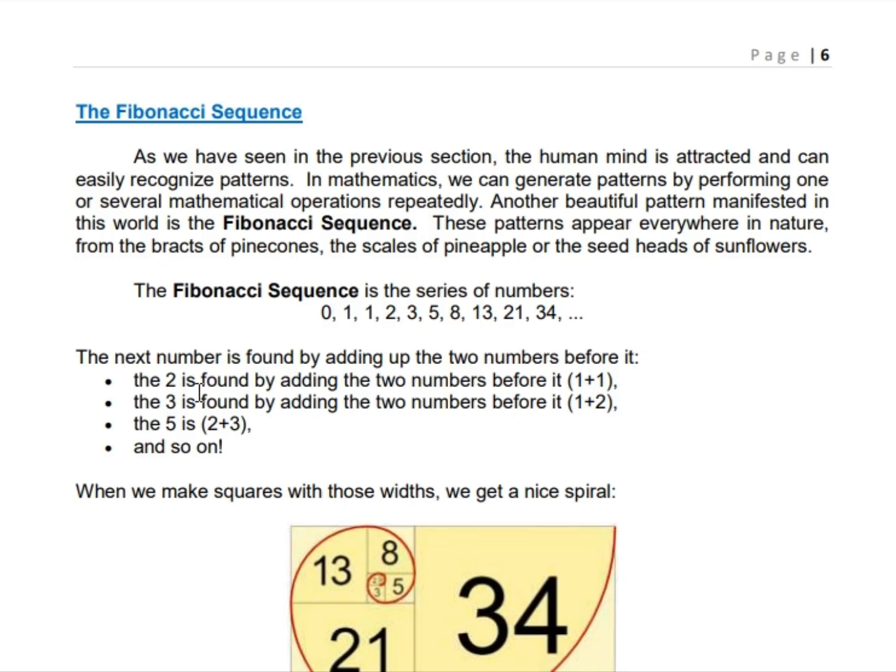So the number 2 is found by adding the two numbers before it. How do we get 2 here? We get 2 by adding the two previous numbers, which are 1 and 1. How do we get 3? We add the two previous numbers, which are 1 and 2. How do we get 5? We get 5 by adding 2 and 3, and so on.